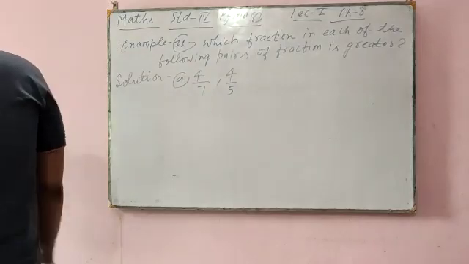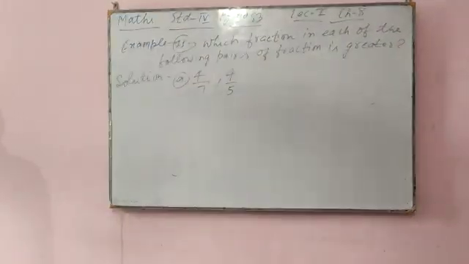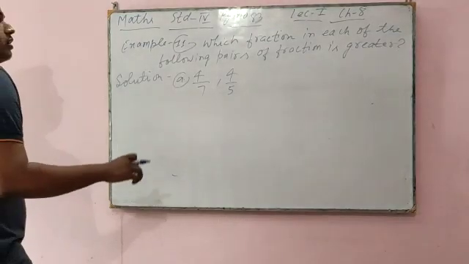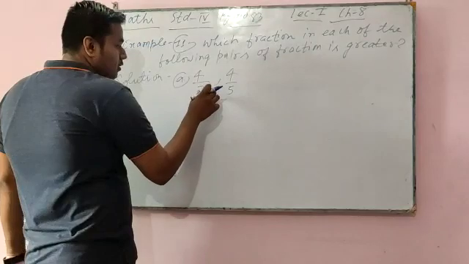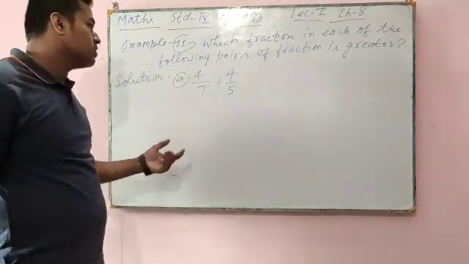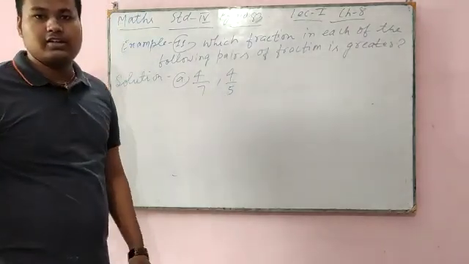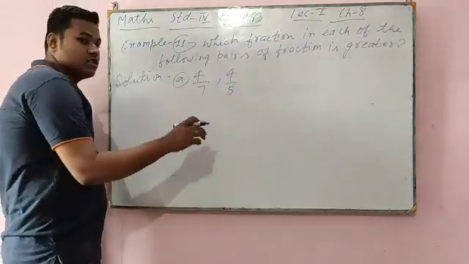In this case, when the numerator is same and the denominator is different, then we see whose denominator is less, that number is greater. So it is just opposite here.